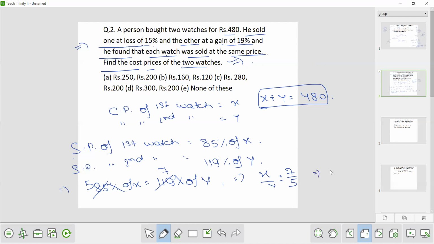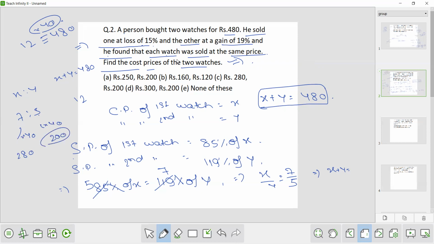So we can say X is to Y, that is 7 is to 5, and X plus Y is given as 480. So the virtual value of 7 plus 5 is 12. So 12 is equivalent to 480. How many times? It's 40 times. So each value will get multiplied by 40. So 7 into 40 is 280. 5 into 40 is 200. So the CP of the two watches are 280 and 200. So option C is the correct answer.